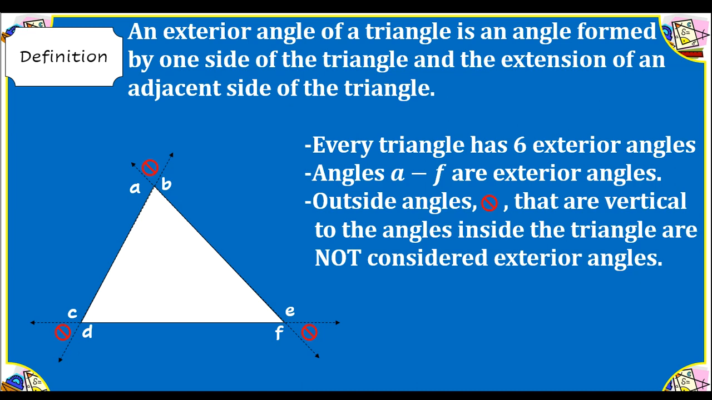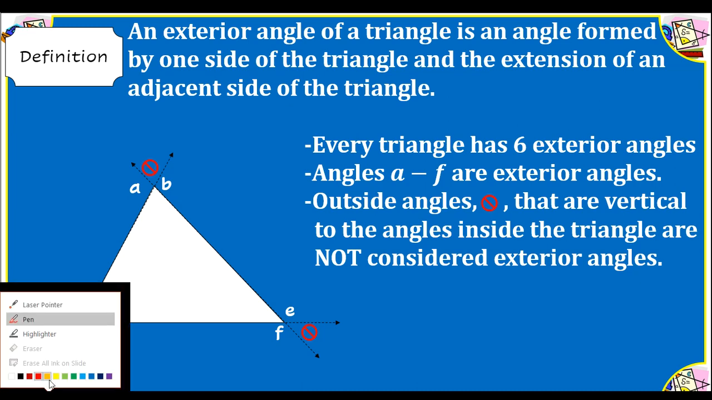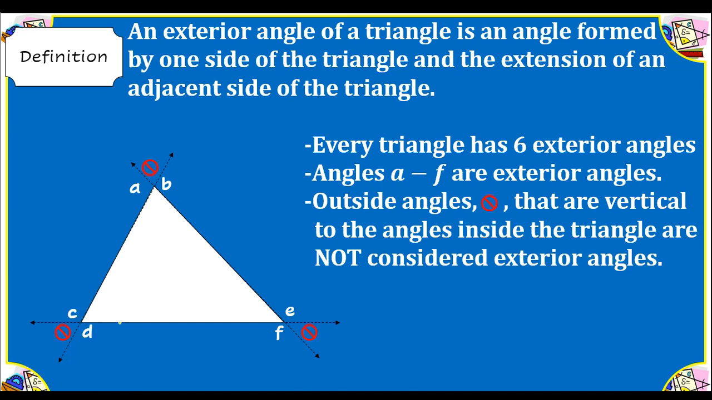So what that means is, if I were to extend this side of the triangle right here with this line, it is going to be this adjacent angle. So your exterior angles are only those that are formed by the line here. So A and B. This angle is not considered an exterior angle.